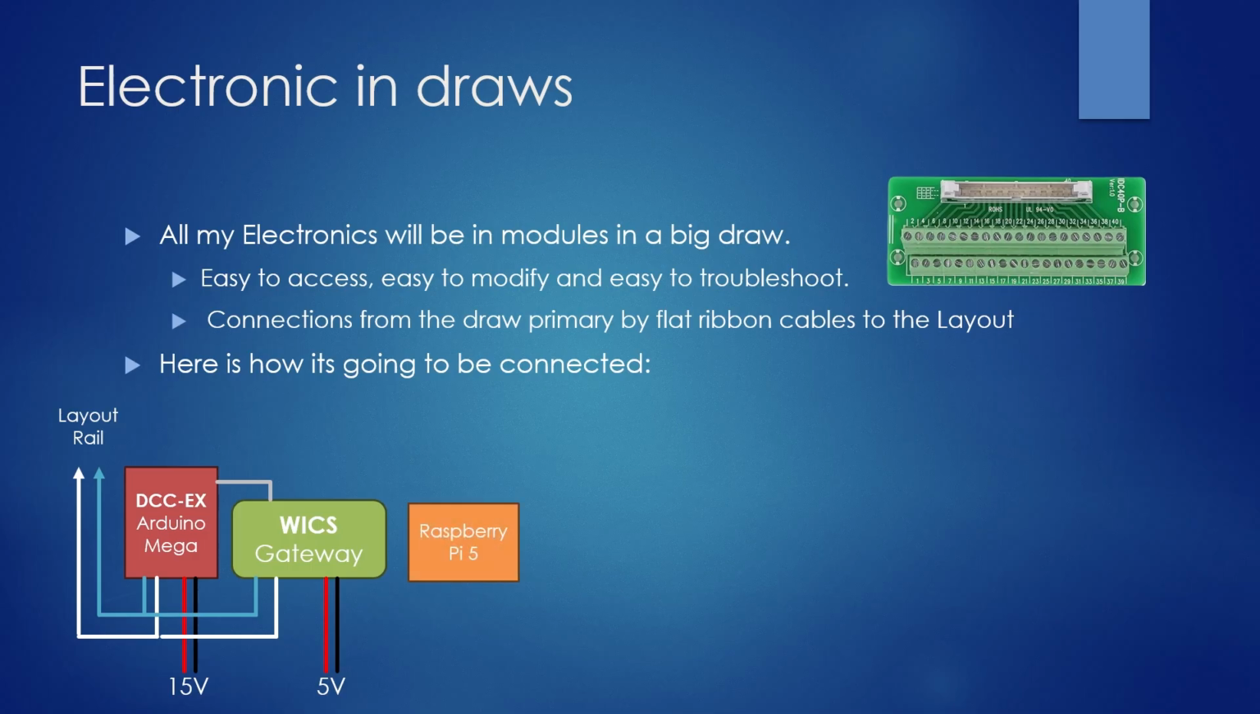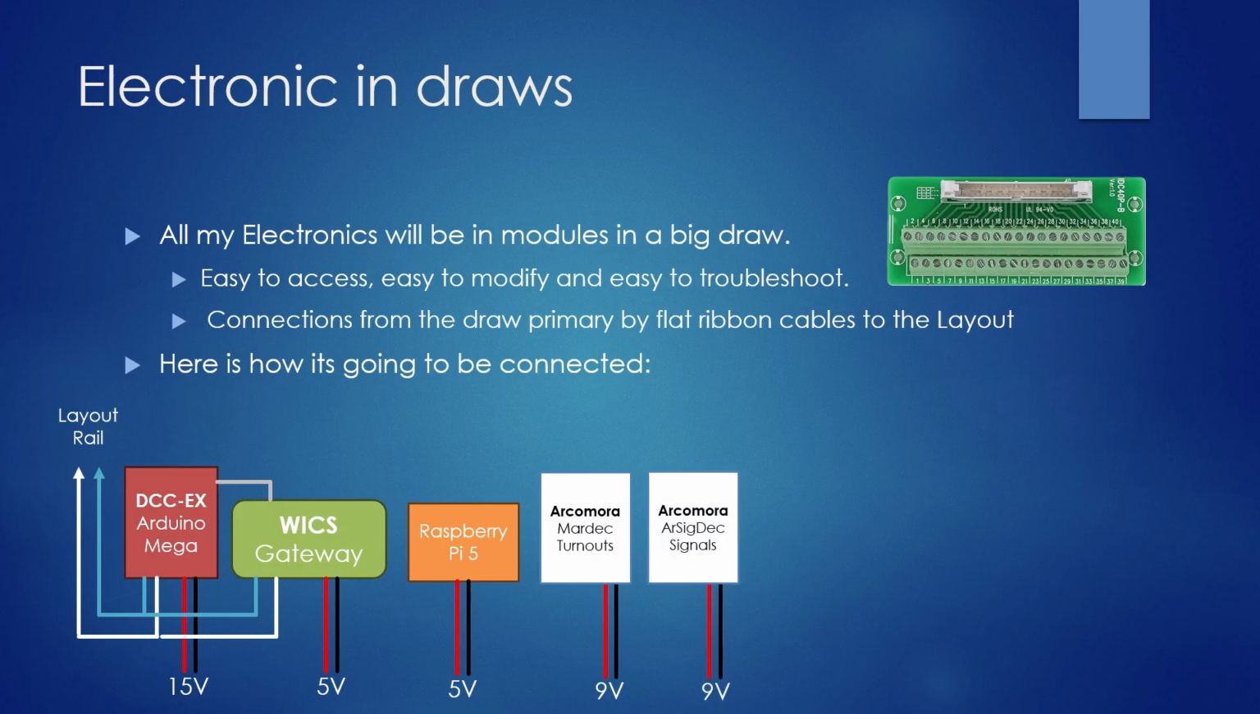The Raspberry Pi 5 running GMRI needs 5 volt. Arcomora DCC decoder for turnouts needs 7 to 12 volt. I will most likely use 9 volt to avoid unnecessary heat. The second Arcomora is handling the train signals. Both are connected to DCC wires.